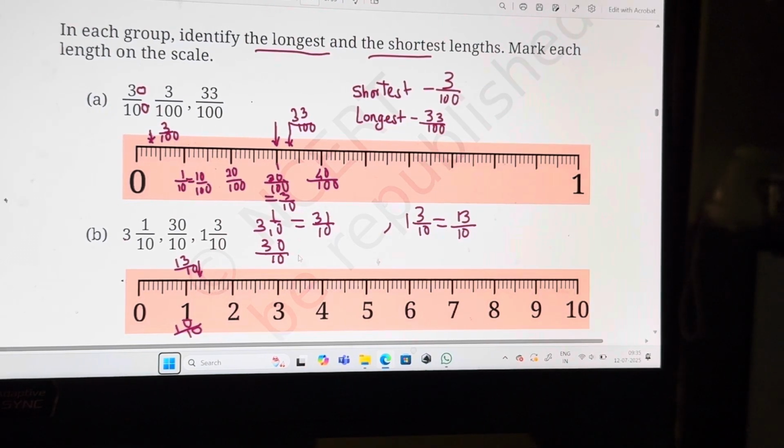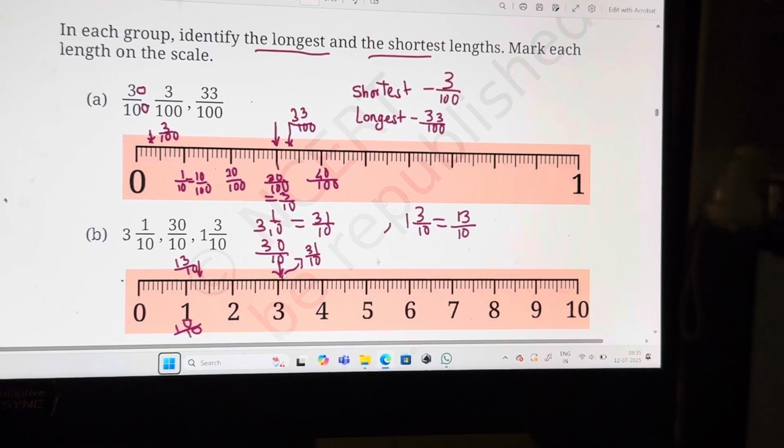Correct? Then we have 30 upon 10. So this is 30 upon 10, 3 whole. I have already written here, so I'll just mark this. 30 upon 10 comes here. Then is 31 upon 10. So after 30, it comes 31. So this little line will be 31 upon 10, right?